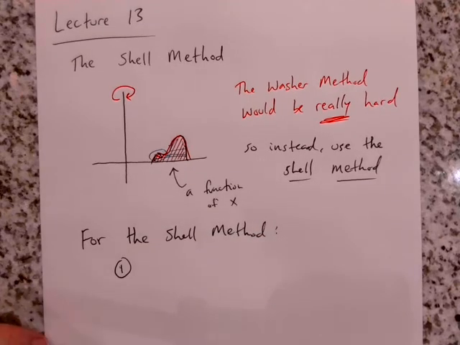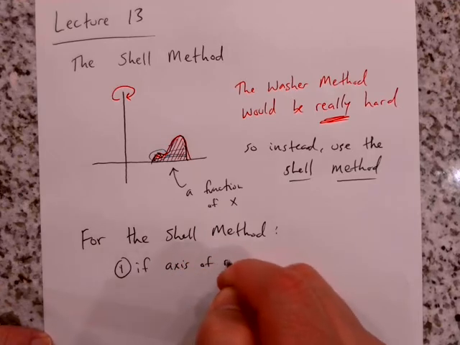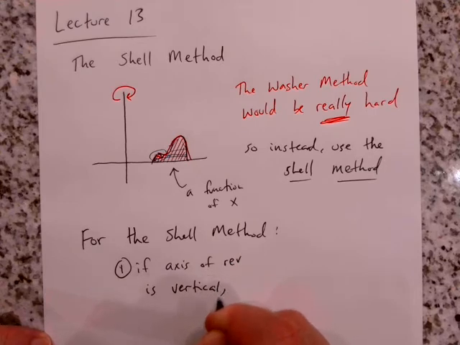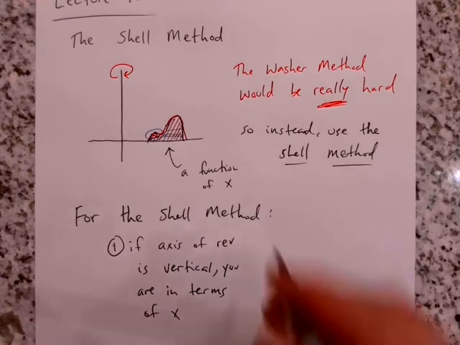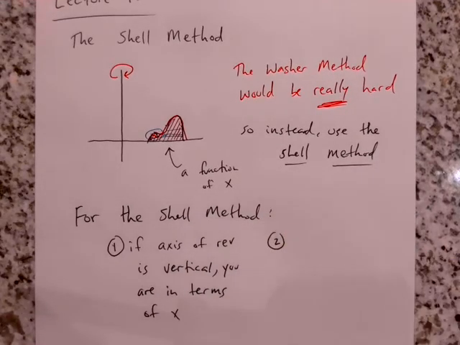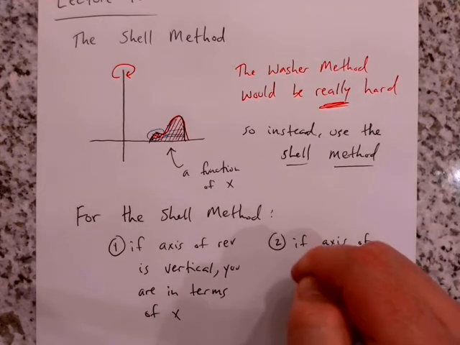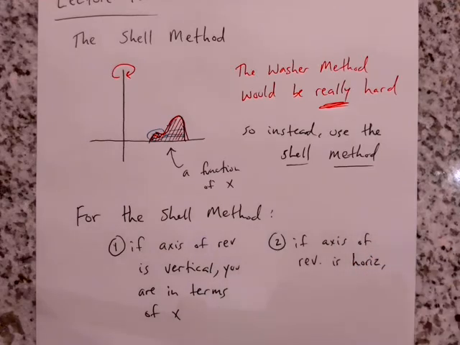One, if the axis of revolution is vertical, for the shell method, you use x. You are in terms of x. And the second possibility for us is if the axis of revolution is horizontal. In that case, you use y.